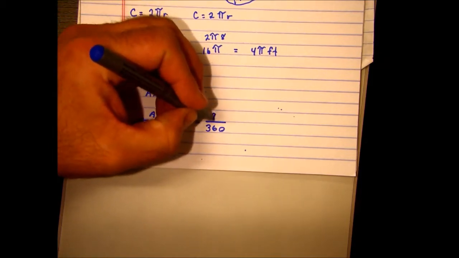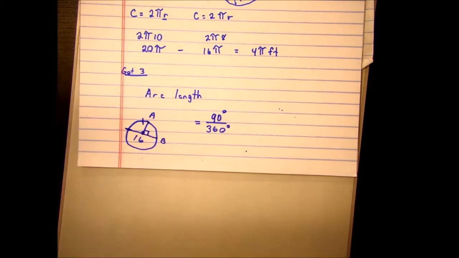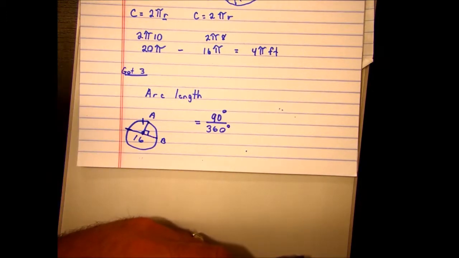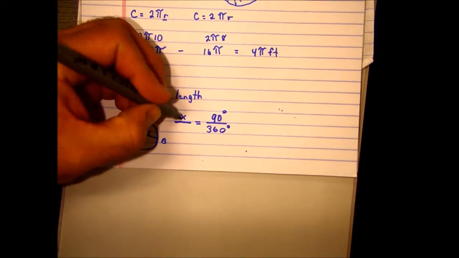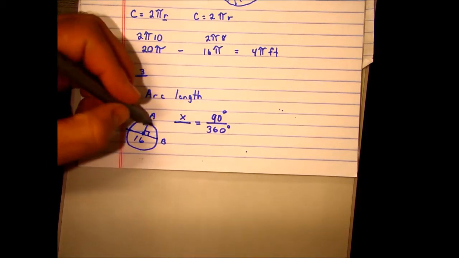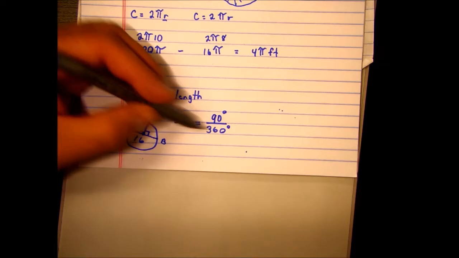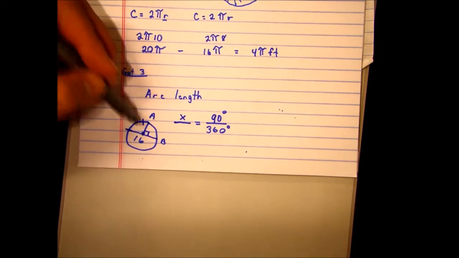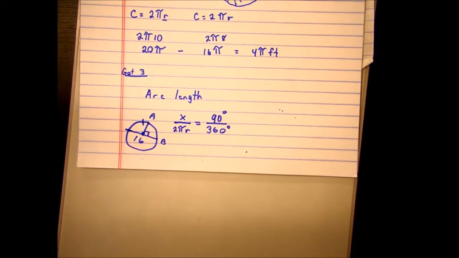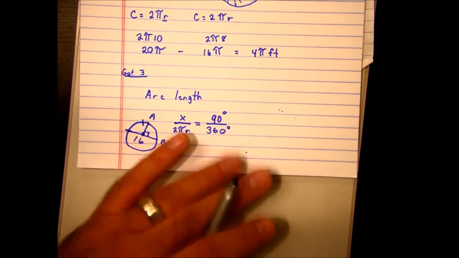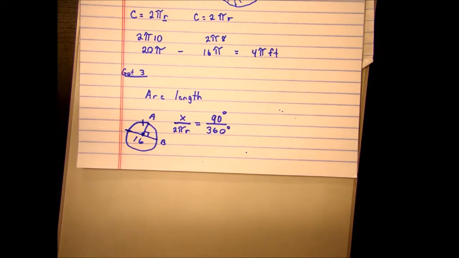So I would put the degrees over degrees because everything has to match. And then I put the arc length, which I don't know, over the entire circle. Notice 360 is the whole circle, so I need the whole circle, which would be 2 pi r. And then our good friend cross multiply and solve comes into play here. But setting it up is the hardest part. Once you understand where everything goes, then it's just cross multiplying and solving.